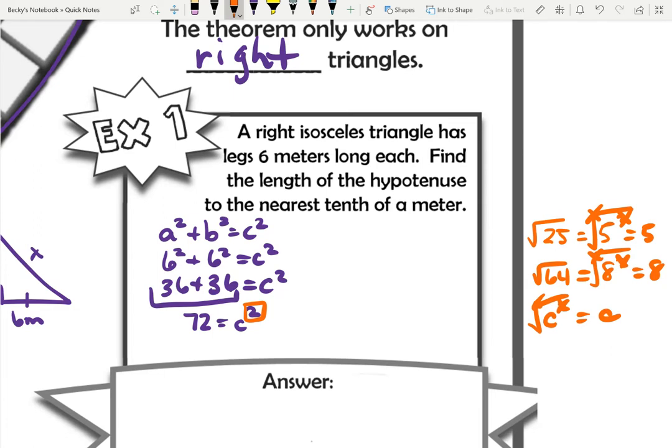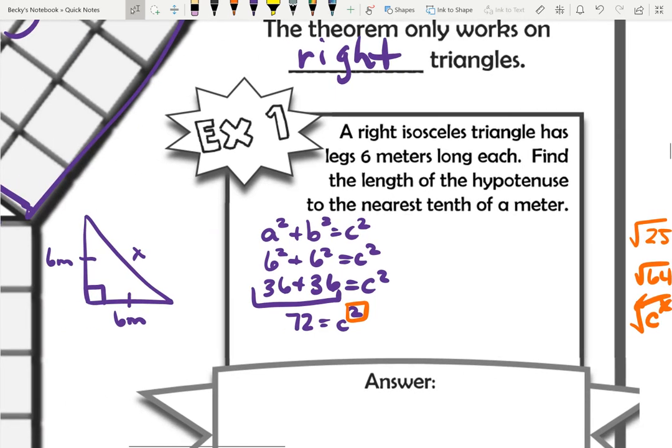So let's come back to this example over here. If I want c, not c squared, let's just square root and have the square root and square cancel. Now with algebra, if you do it to one side, you must do it to the other. So we have c equals the square root of 72. Now this is an answer in radical form. That means square root form.